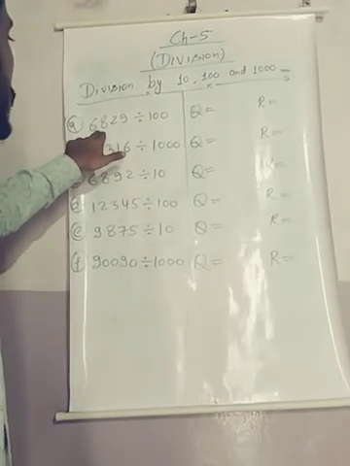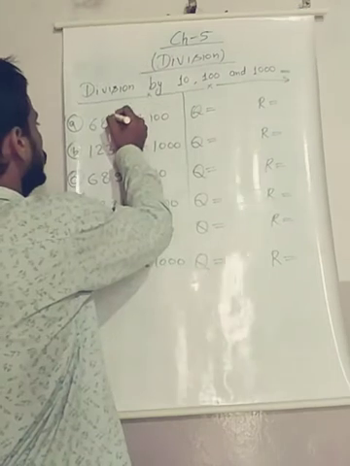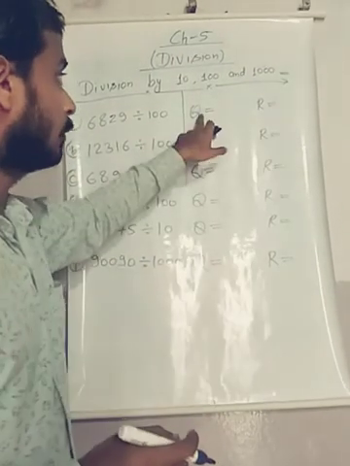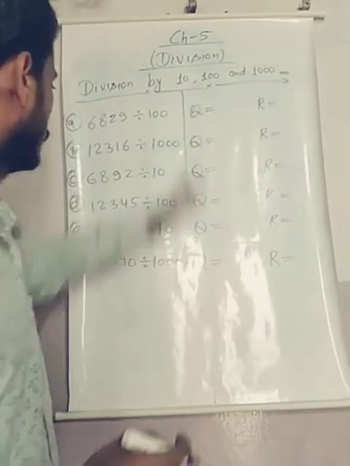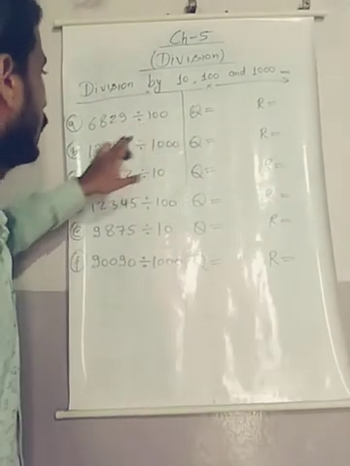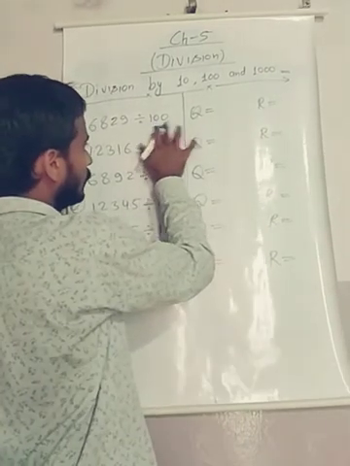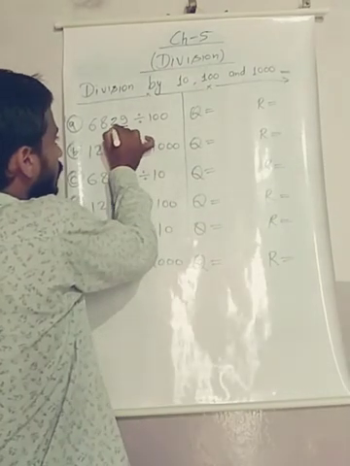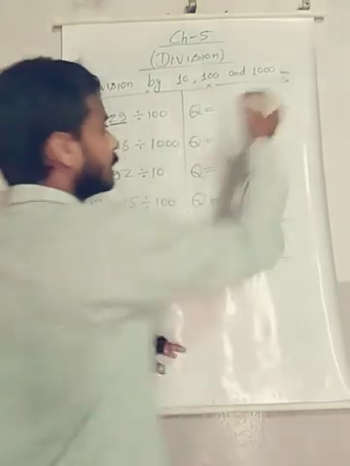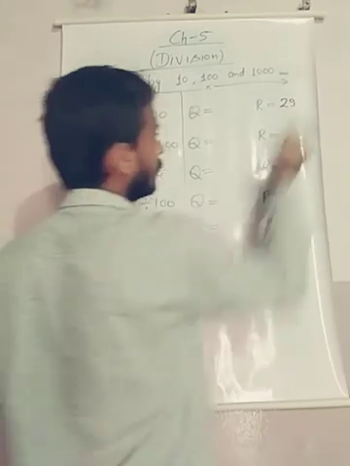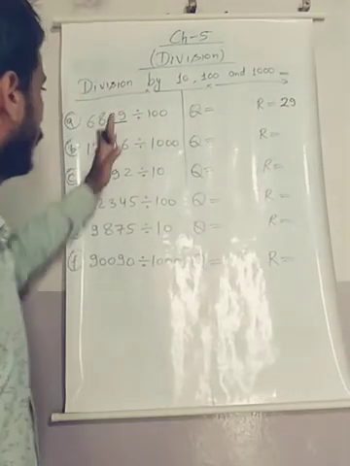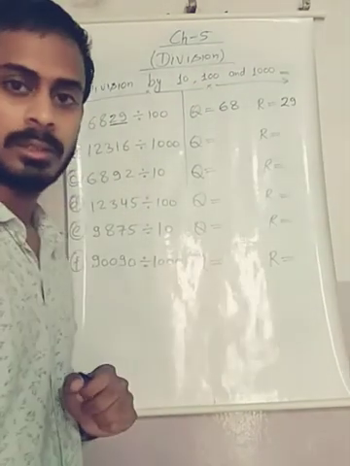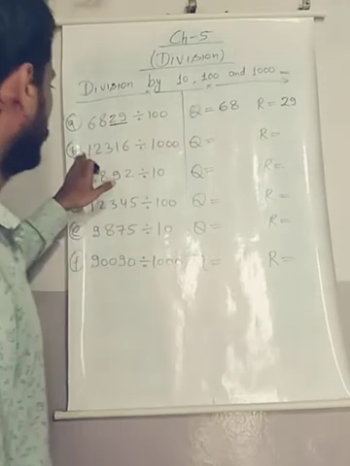See the first, 6829 divided by 100, find quotient and remainder. Similarly in all the questions. So first, you know that if the divisor is 100, then the last two digits, 29, are remainder. So first of all write remainder, it is 29, and the rest, 68, is quotient. Okay, easy enough.